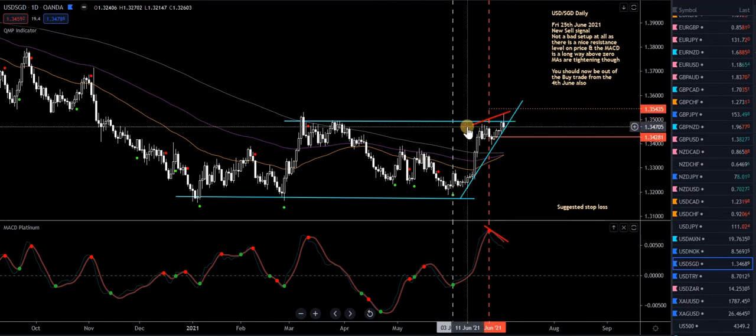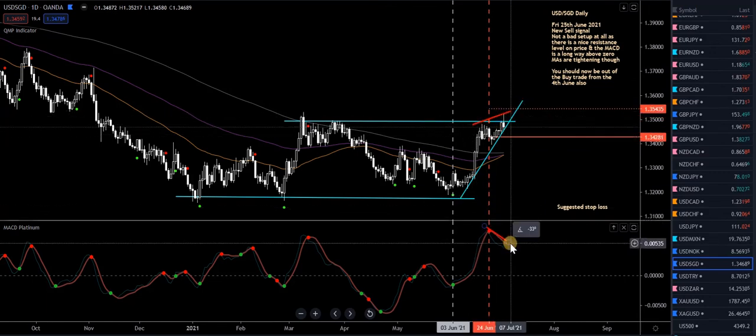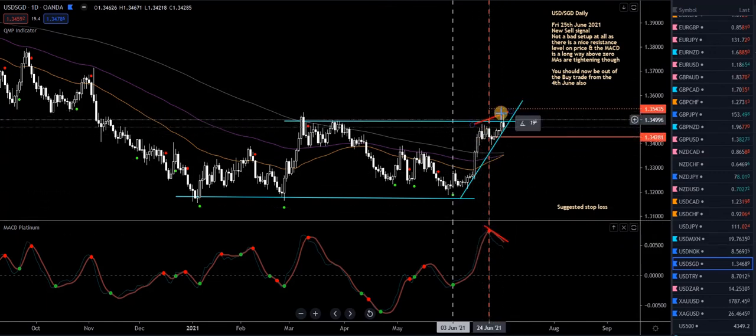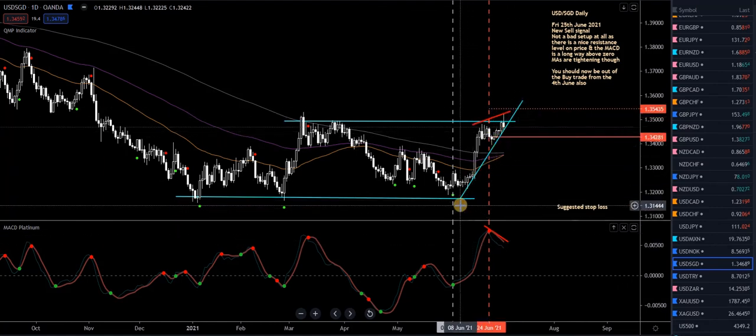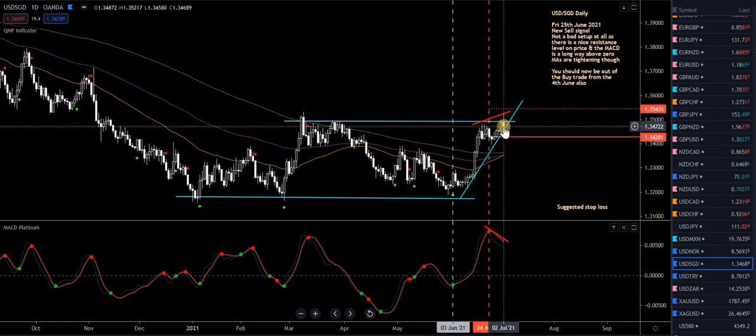Now we've got higher highs on price and lower highs on the MACD platinum, so there's now regular bearish divergence forming there. Again, draw this trend line across the lows here, get a break of that, you can look at adding to that sell position if you wished.